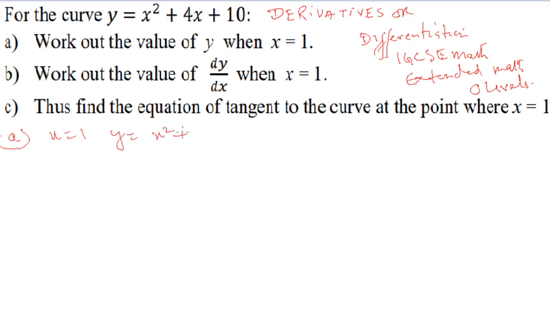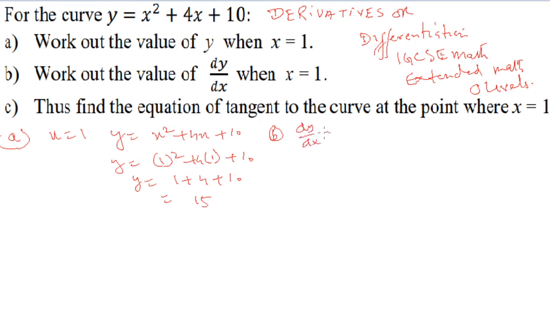Y is x squared plus 4x plus 10. So y is equal to 1 squared, just replace x with 1, plus 4 plus 10. So y is equal to 1 plus 4 plus 10. This result becomes 15. That's the result for the first part. For the second part, part B, work out the value of dy dx when x is equal to 1. Now first of all, find dy dx.